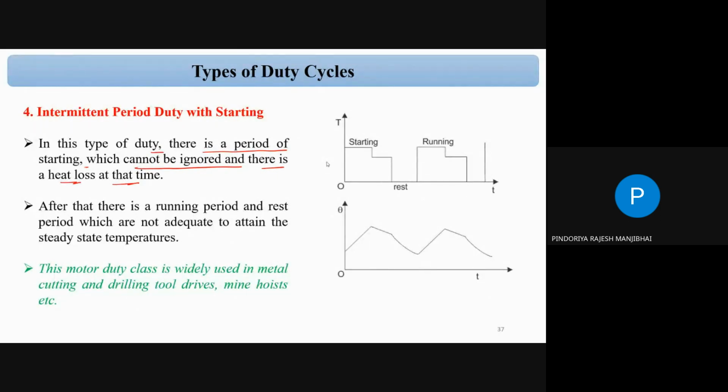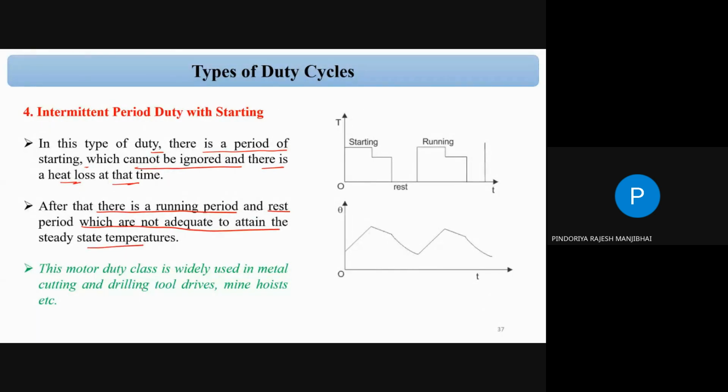Yes, you are sitting on the vehicle, but we can say you are not running on the way on the road, correct? So we can say intermediate periodic duty with the starting, correct? After that there is the running period and the rest period which are not adequate to attain the steady state temperature.